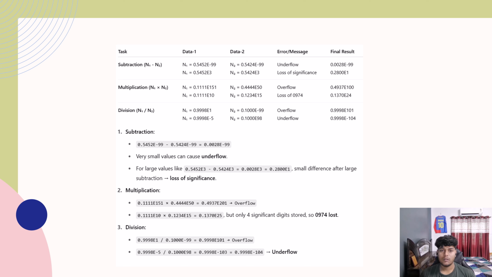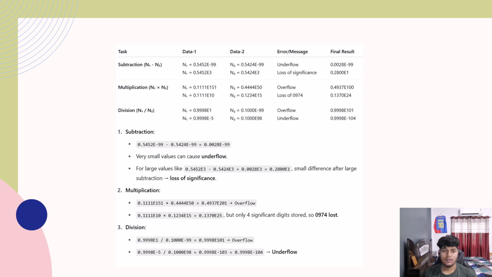With the message overflow for data 2, n1 and n2 giving 0.111 into 0.2234 is equal to 0.1370, and exponent 10 plus 15 is equal to 25. So 0.1370E25, this also overflows, so we lose 0.974 in precision due to value truncation, as noted in the error column, loss of 0.974.